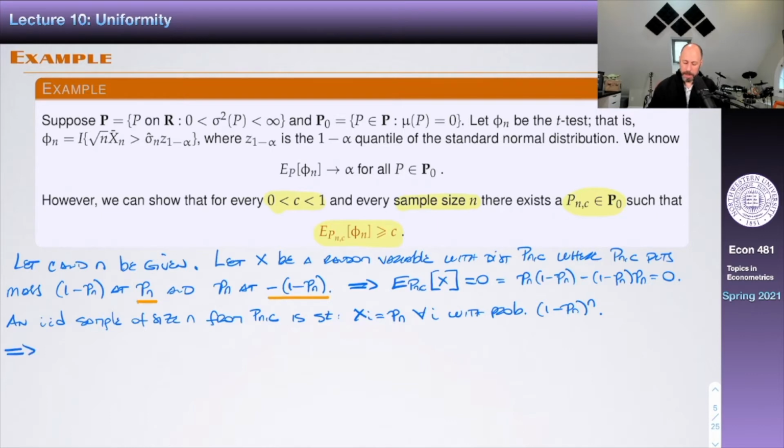Then, square root n times X bar n is just square root n times p_n, which is positive. I didn't say that p_n is positive, but we're going to make it such that it is positive, sorry. And sigma hat n is 0. So our test is equal to 1. Because remember, the test rejects whenever square root n times X bar is greater than sigma hat times the quantile. Well, the sample variance is 0. All these points are exactly the same. So you reject.